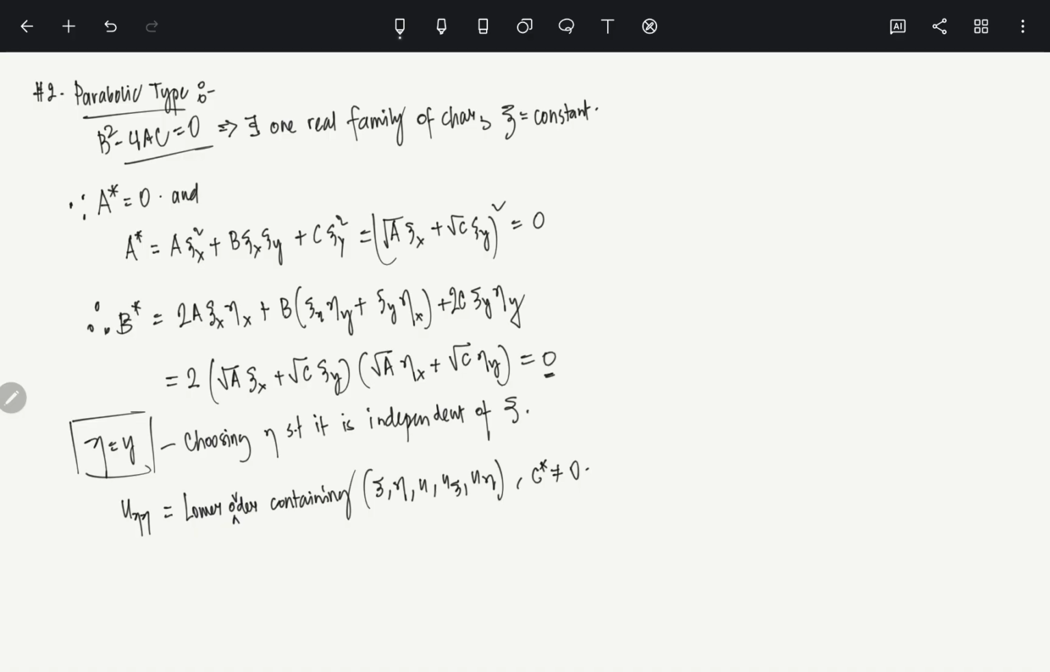Once we do that, we choose it in such a way, it's the most simple part, that the equation becomes much easier. If you choose xi, eta equals y, now you see in that case B star, which is this, becomes 0. Is it okay? Once that is true, we actually have the canonical form of a parabolic equation, which looks like this. So this is called the canonical form of a parabolic equation.